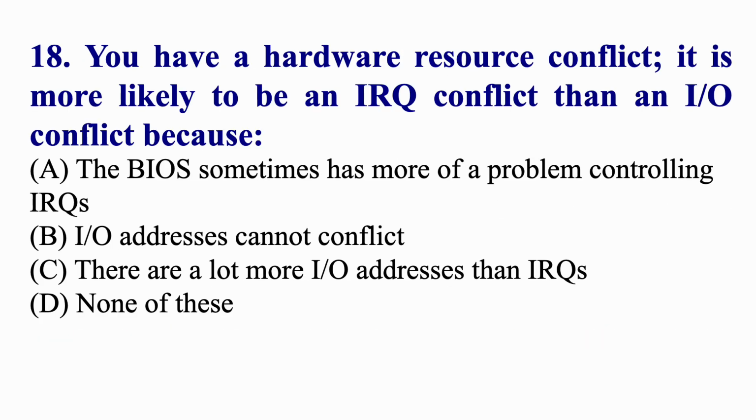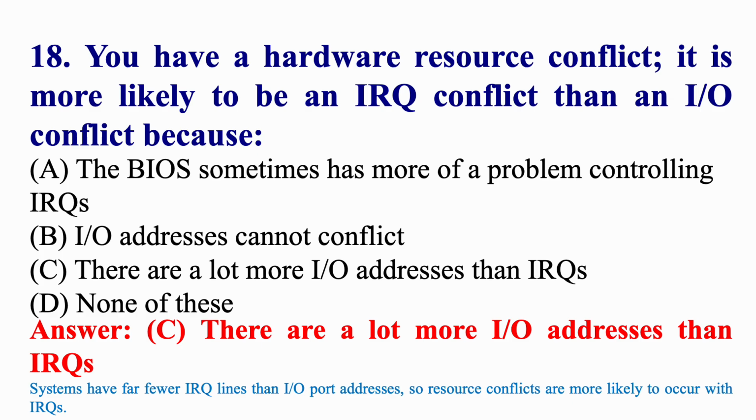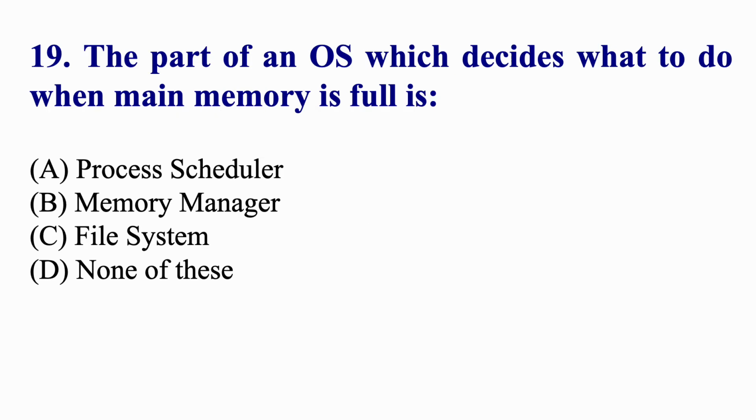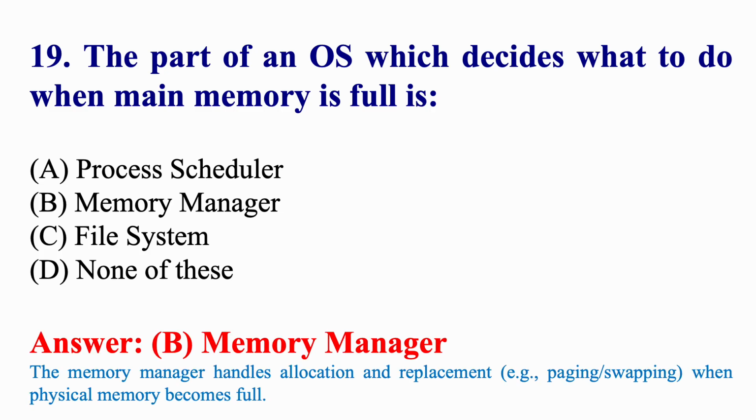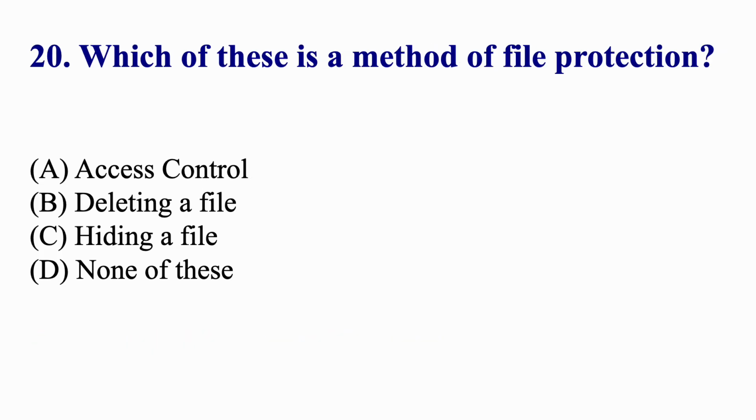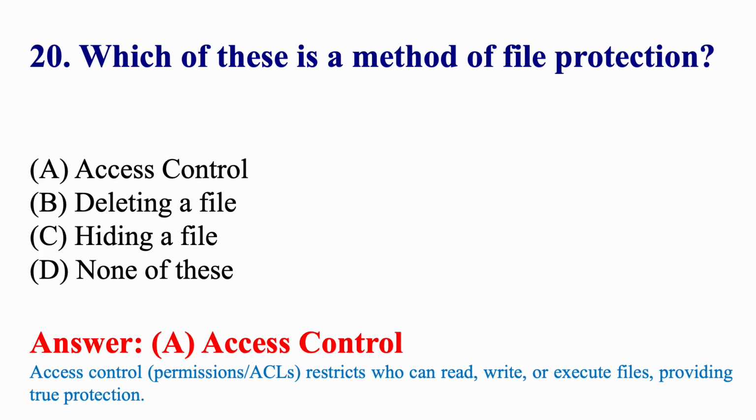You have a hardware resource conflict. It is more likely to be an IRQ conflict than an IO conflict because there are a lot more IO addresses than IRQs. The part of an OS which decides what to do when main memory is full is the Memory Manager. Which of these is a method of file protection? Access control.